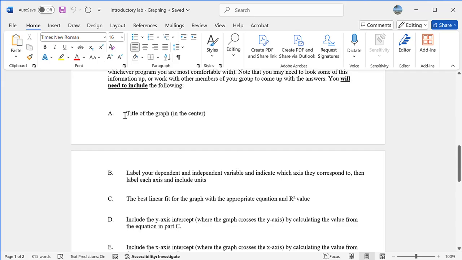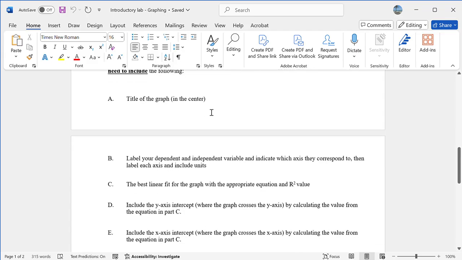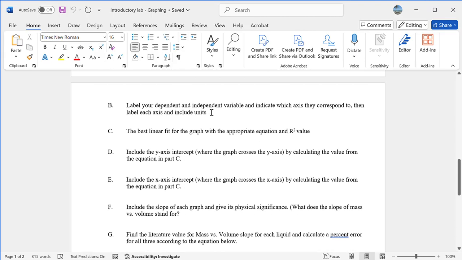Okay. You would need the title of the graph. So first of all, you would graph the data, title it, put it in the center, label the dependent and independent variable.